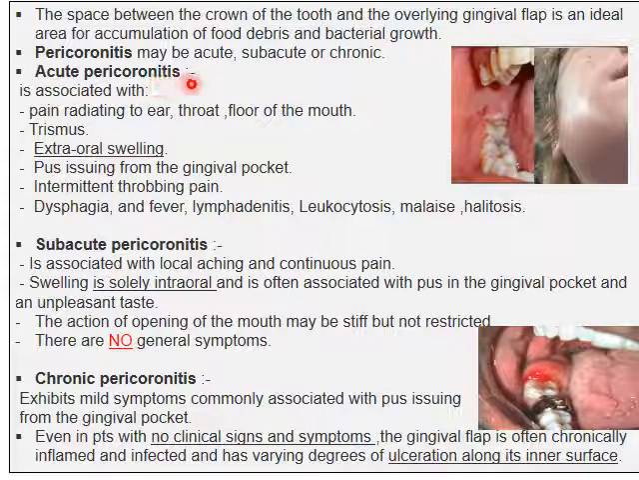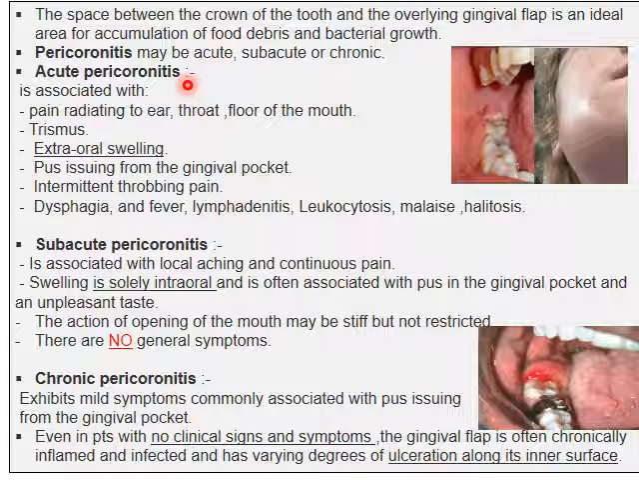There are no general symptoms. هنا تشوفون اكو general symptoms: dysphagia, fever, lymphadenitis, extraoral swelling, halitosis, leukocytosis. هنا ما موجود هذا الشيء، فقط موجود بالacute phase. إذا تشوفون هذا السويلنج، هذا هو السويلنج الموجود بالأكيوت فيس. هنا هذا السويلنج الموجود بالسب أكيوت.